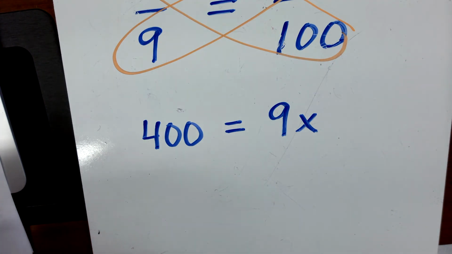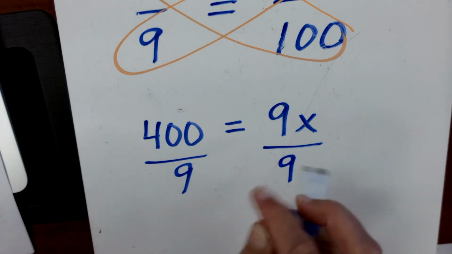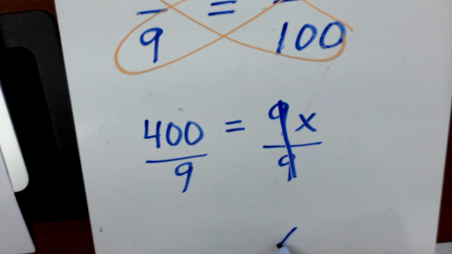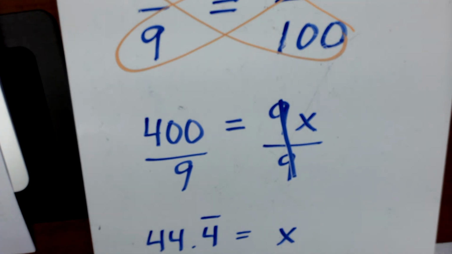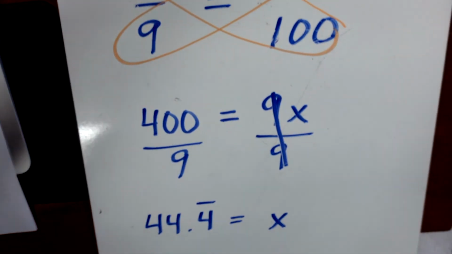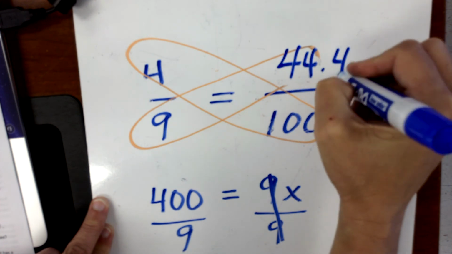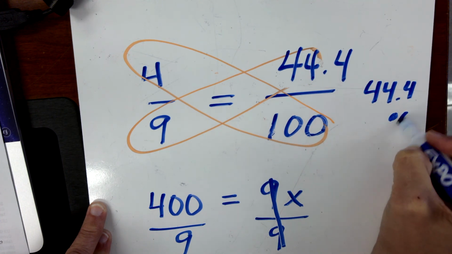And the best way to do that is to divide both sides by 9. If 9 of them makes 400, I'm going to divide by 9 to figure out what one of them is. And we discovered in class that that was 44 and then lots of 4s. That's how you write a repeating number. You put a line over it, 44.4. So this thing that we didn't know, we've just learned is 44.4, which means this equals 44.4%.